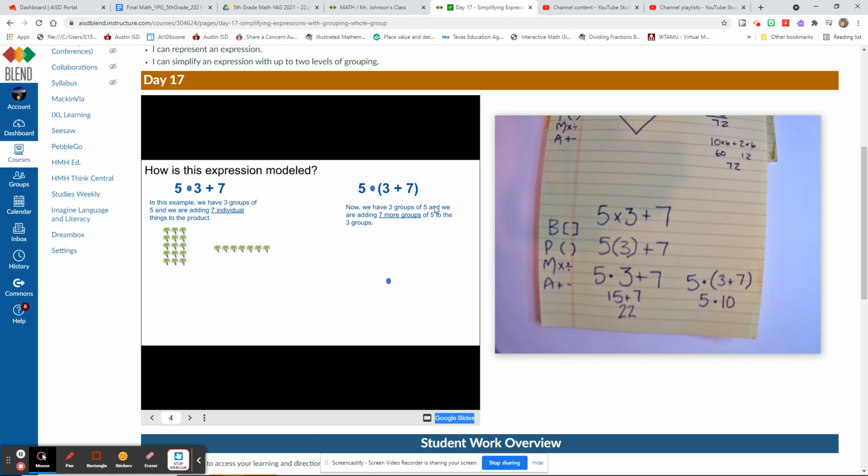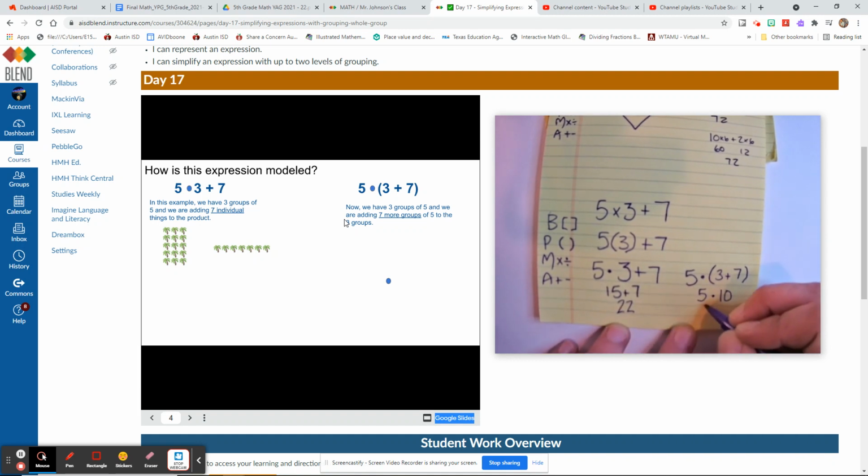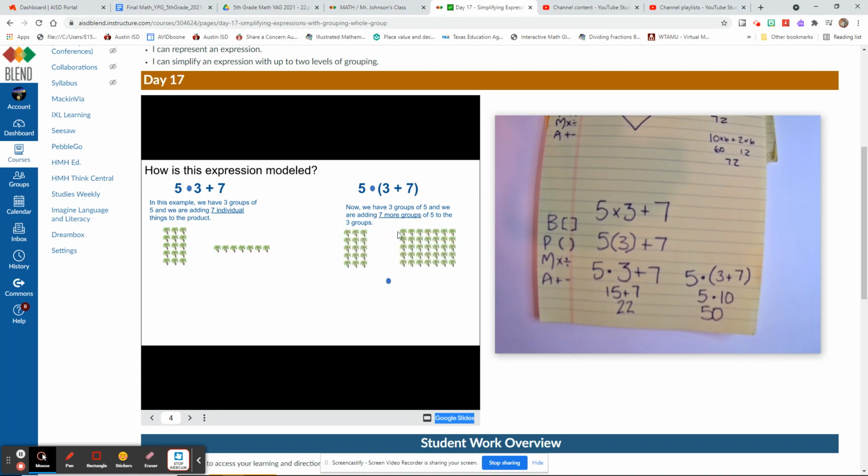Now, on this side, our first step was 3 plus 7. That's why over here we ended up with 5 times 10. Remember that dot in the middle means multiply. 5 times 10, and 5 times 10 is 50. So by putting those parentheses around 3 plus 7, now we're looking at something totally different, right? What you're seeing now is there's many more groups of 5. There's 1, 2, 3 groups of 5, 4, 5, 6, 7, 8, 9, 10 groups of 5. 3 plus 7 is 10, and 5 times 10 is 50.